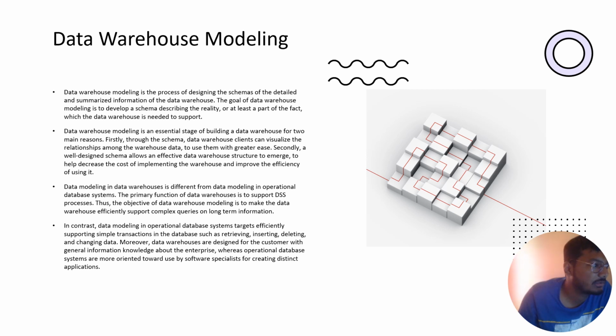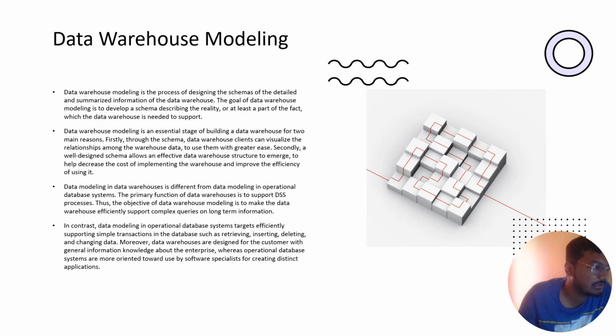Data warehouse modeling is the process of designing the schemas of the detailed and summarized information of the data warehouse. The goal of data warehouse modeling is to develop a schema describing the reality or at least a part of the fact which the data warehouse is needed to support.